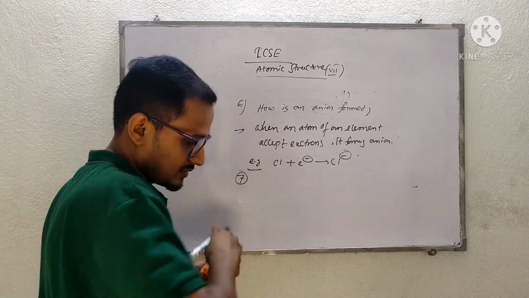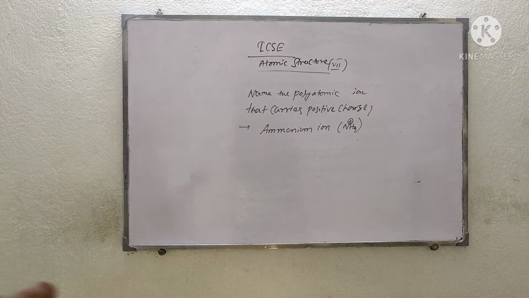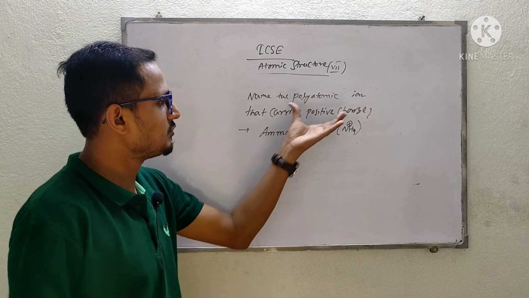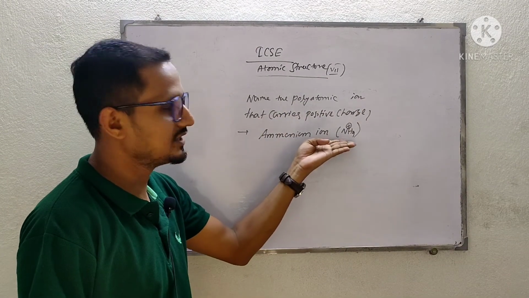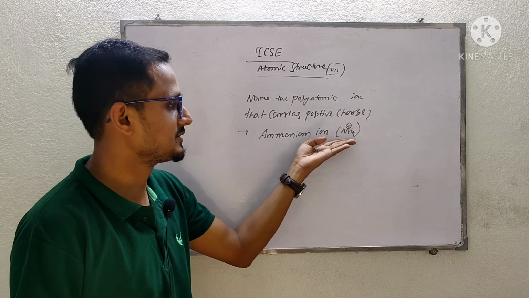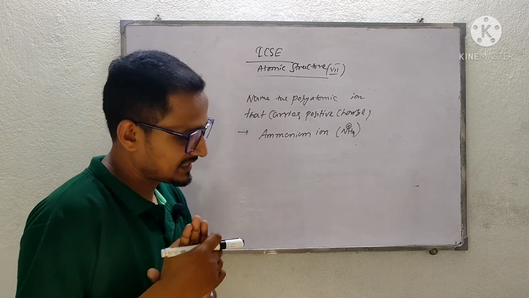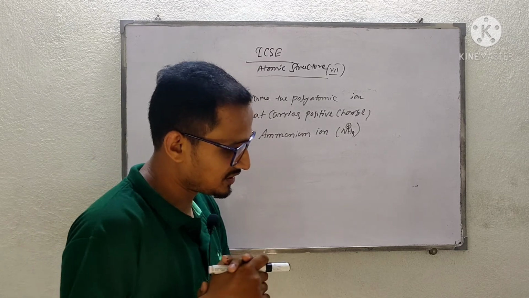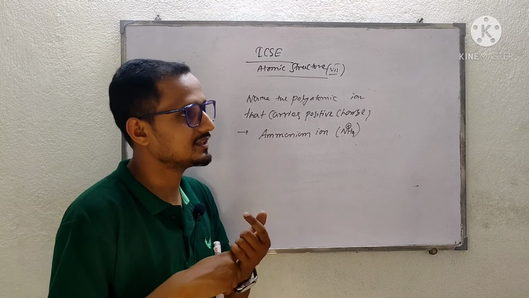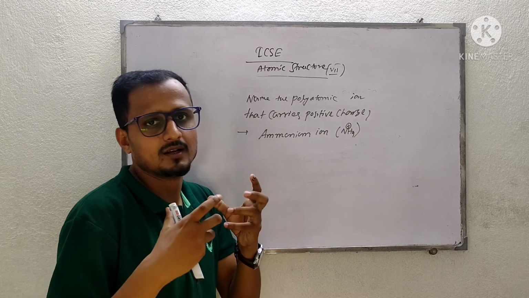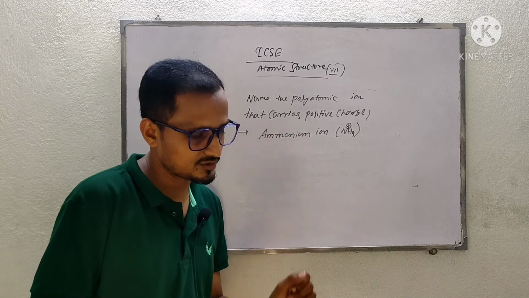Next is, what is monoatomic ion? So the next question is, name one polyatomic ion that carries positive charge. So ammonium ion is a polyatomic ion that carries positive charge. Polyatomic means a group of atoms will be there. Now another question is, what is monoatomic ion? Monoatomic ion means the ion contains only one atom. Some other questions are also there here.